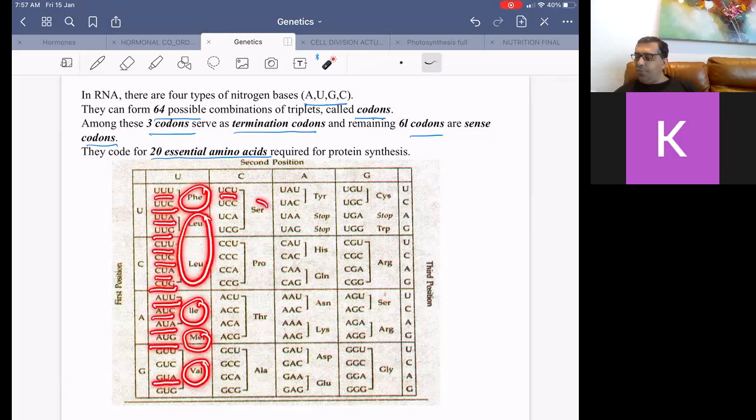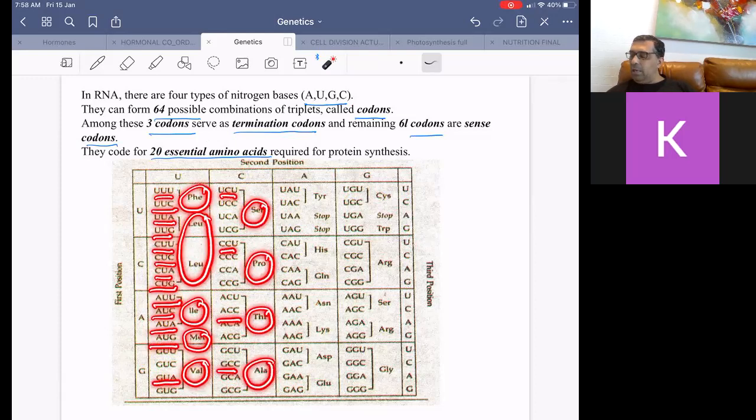UC series codes for serine. CC series codes for proline. AC series codes for threonine. GC series codes for alanine. UAU, UAC code for tyrosine. UAA, UAG code for stop codon. CAU, CAC code for histidine. CAA, CAG code for glutamine.